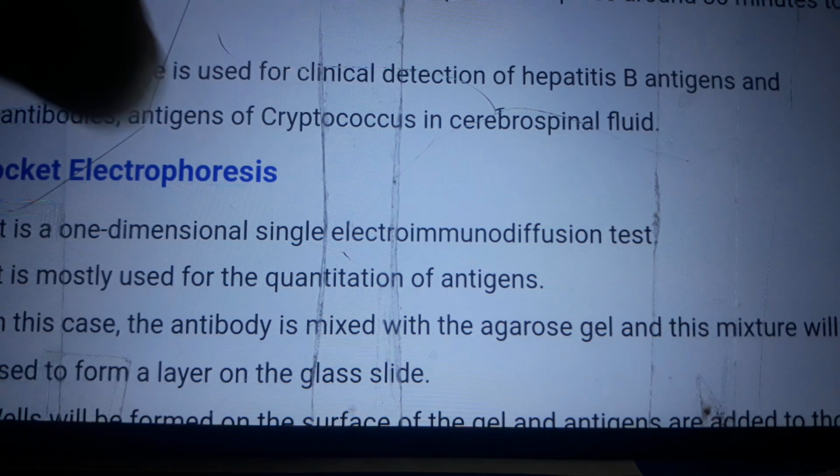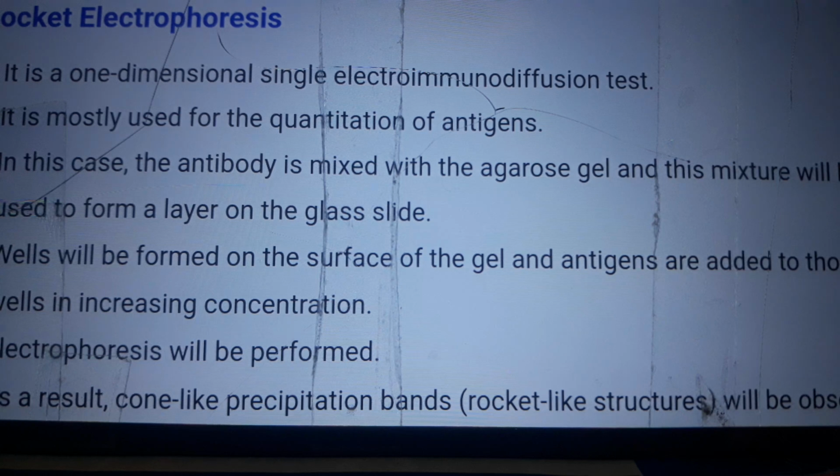Rocket electrophoresis. It is a one-dimensional single electroimmunodiffusion test. It is mostly used for the quantification of antigens. In this case, the antibody is mixed with the agarose gel, and this mixture will be used to form a layer on the glass slide.